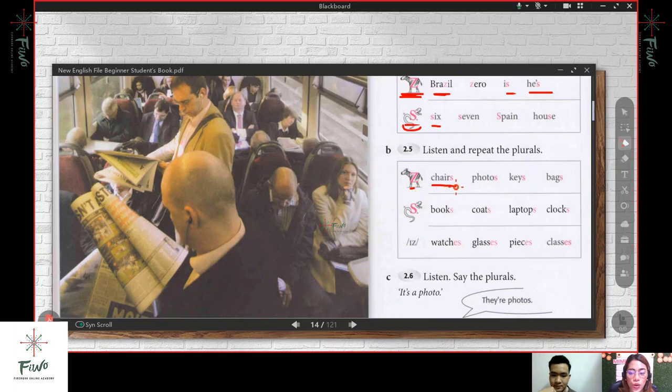So we have chairs, photos, keys, and bears. Yes. Keys, bags. Good. How about here? Neck, next, books. Good. Laptops and clocks.